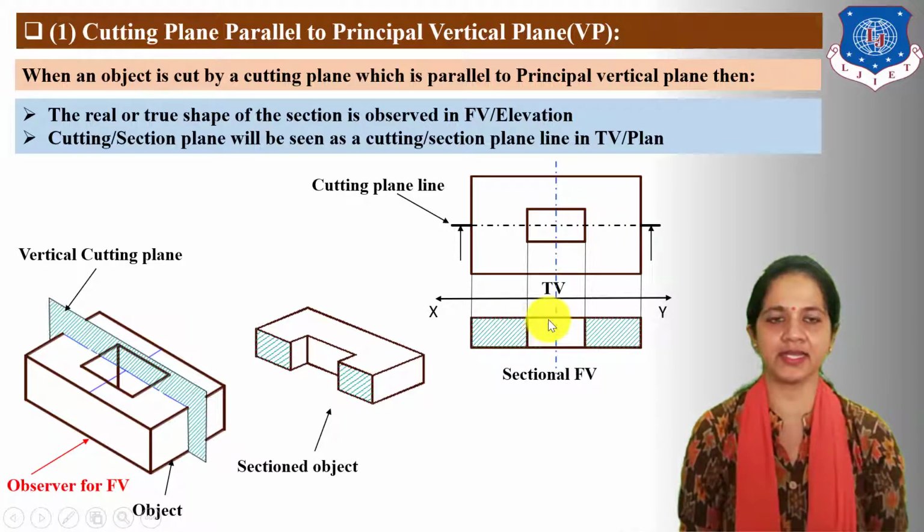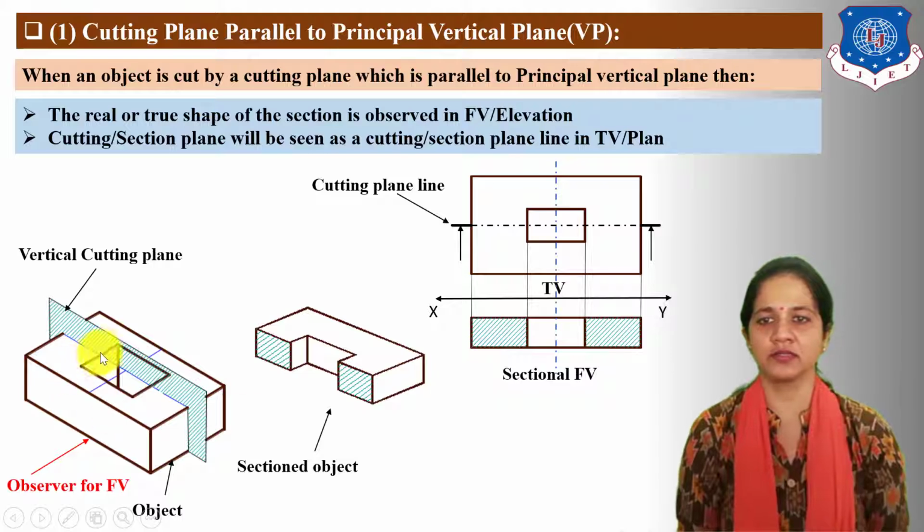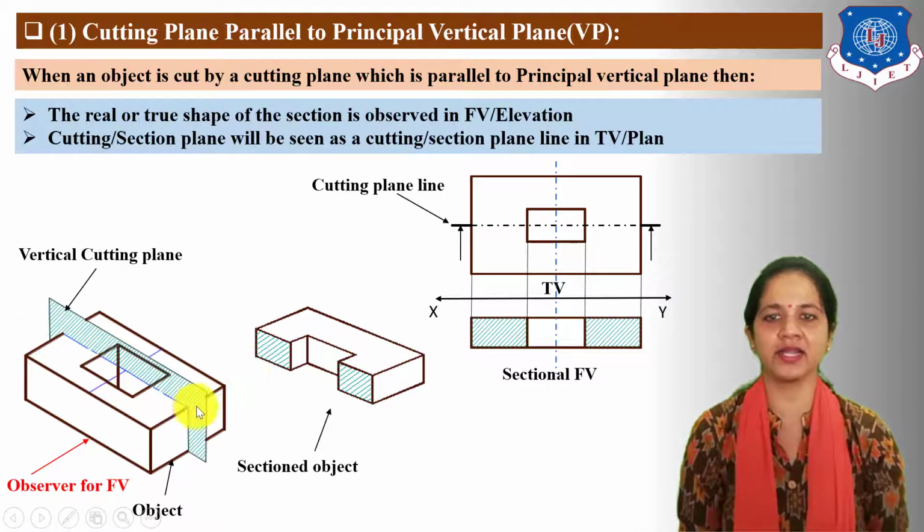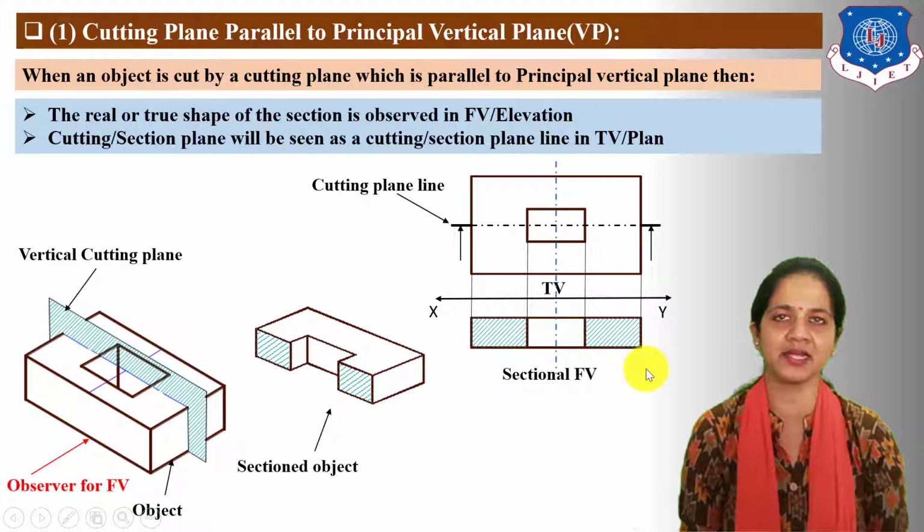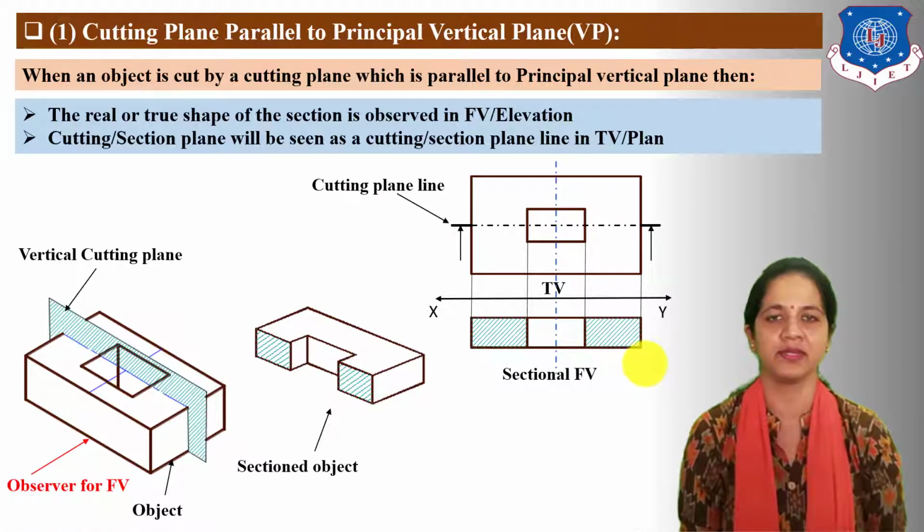Here you can see in sectional front view, the hidden line of this rectangle slot has become visible after taking section, and these two surfaces are cut by the vertical cutting plane or touching the object. So here we need to draw section or hatching lines at a 45-degree angle, and the distance between two section or hatching lines is 2 to 3 mm.